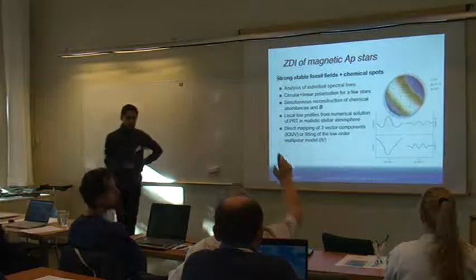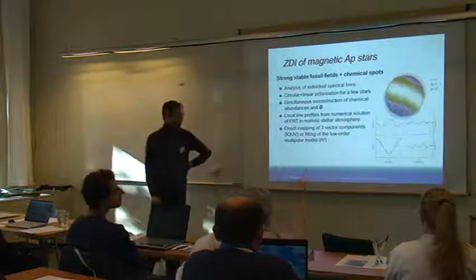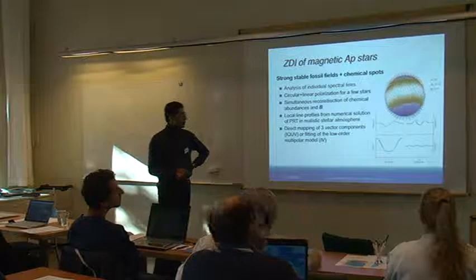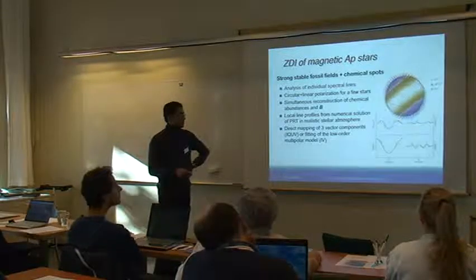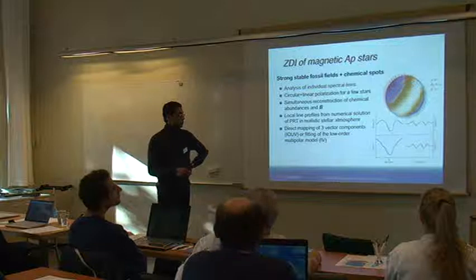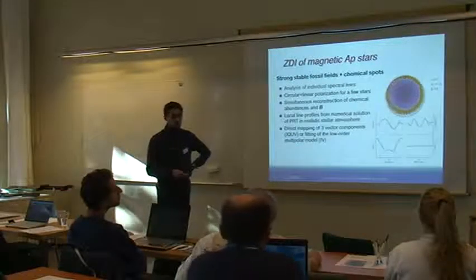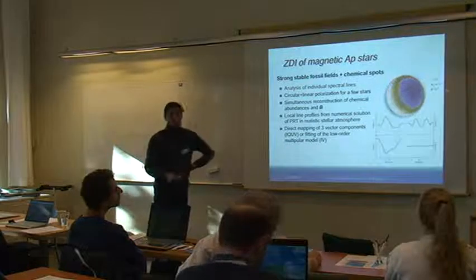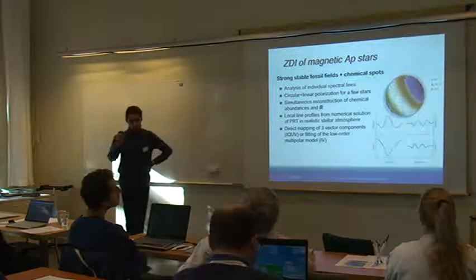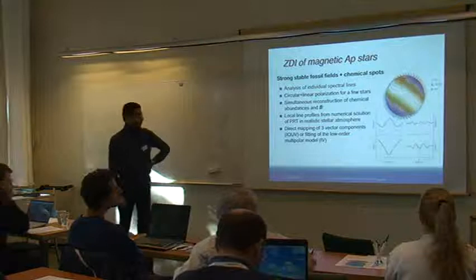What is alpha? This is simply the parameters of the dipole that I assume here. I is the inclination, the angle between line of sight and the rotation axis of the star, and beta is the inclination of the dipole with respect to the rotation axis.